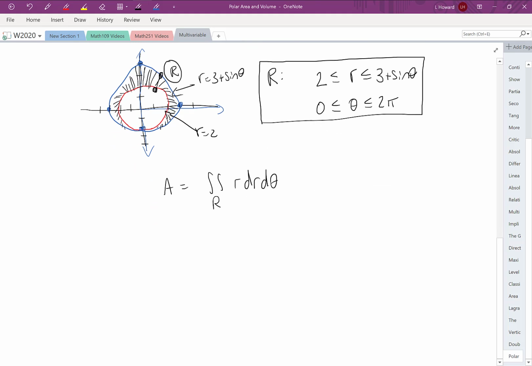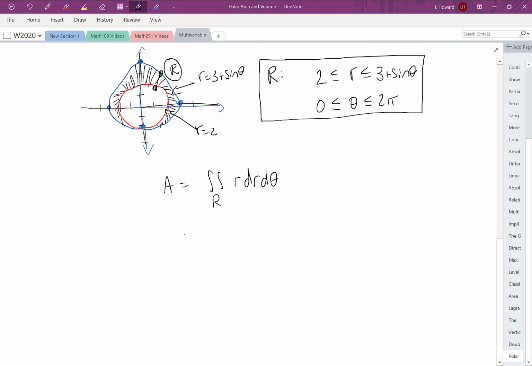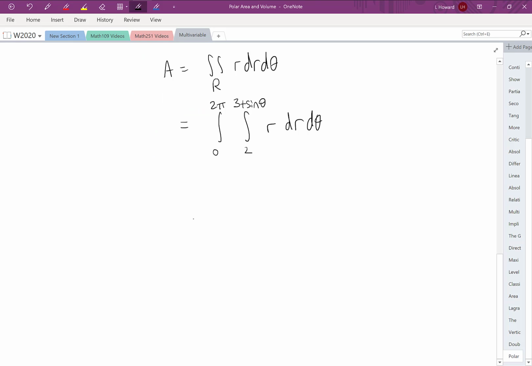And so with that, we can plug in the appropriate limits of integration onto our integrals and go from there. So r values ranging from 2 to 3 plus sine theta, and theta values ranging from 0 to 2 pi. If the problem had just asked us to set up the double integral, we could have stopped there, but we are being asked to find the area, so we're going to actually do the computation. Let's keep the outside integral and the d theta on there, and we'll just work on the inside integral.